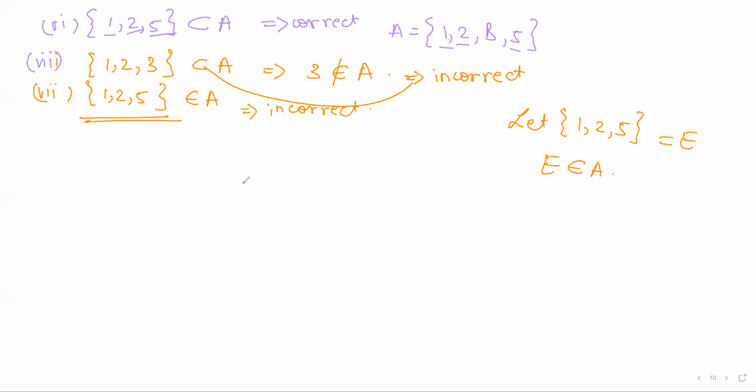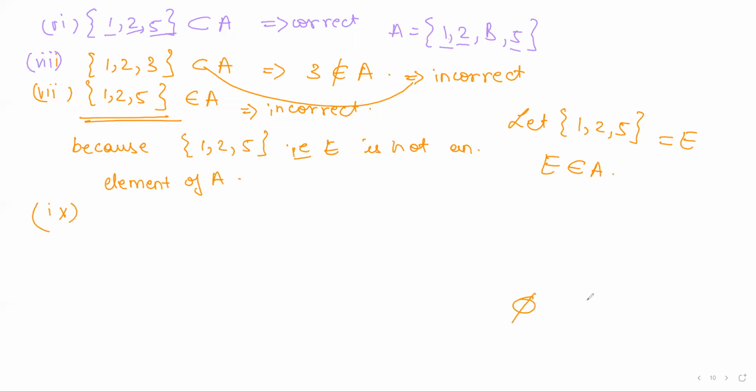What can you say for reasoning? That 1, 2, 5, this whole thing, is not an element of A. Ninth.